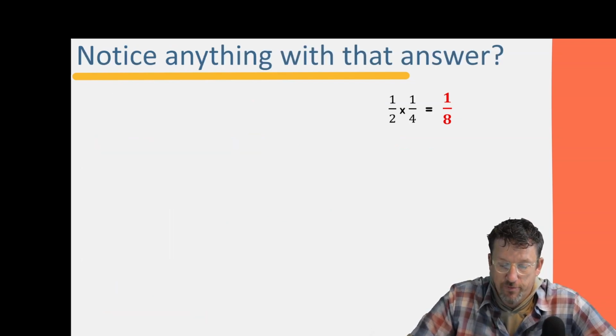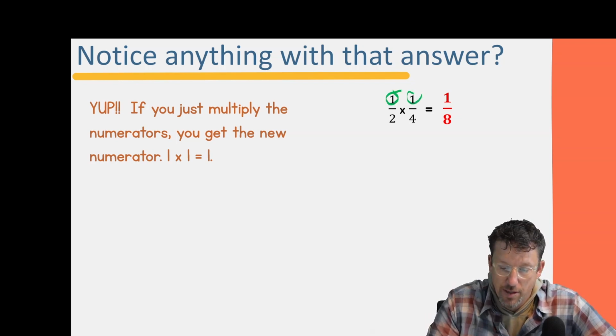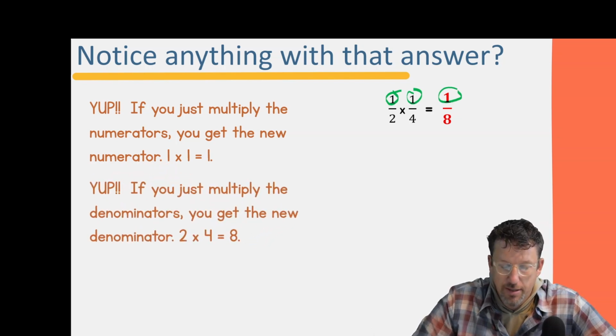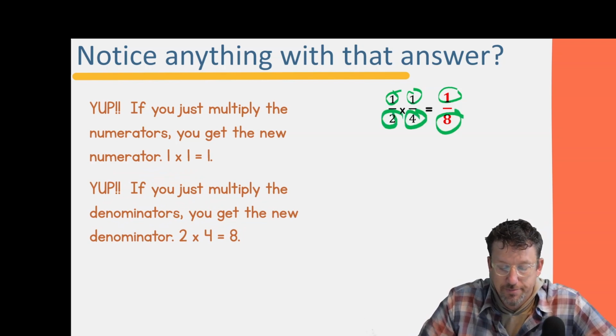All right, let's go forward. Do you notice anything with that answer? All right, so look at the problem. 1/2 times 1/4. Do you notice anything about that answer? Well, some of you did. Yeah, you just multiply the numerators and you get 1. 1 times 1 equals 1. And you do the same thing with the denominators. 2 times 4 equals 8.